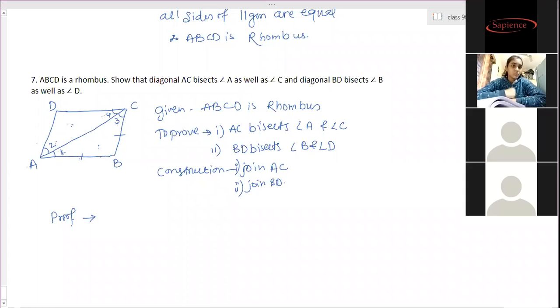If by mistake you write AB is equal to CD and AD is equal to BC, then you can't say 1 and 2 are equal. Because when you are writing AB and CD equal, AB includes which angle? Angle 1, and CD includes angle 4. So 1 and 4 will be equal, not 1 and 2.